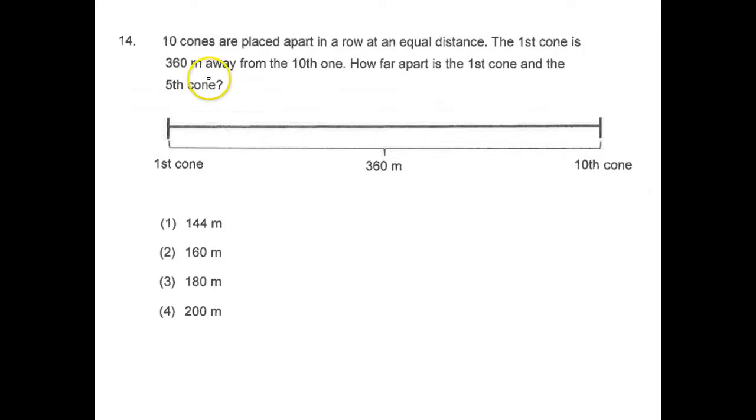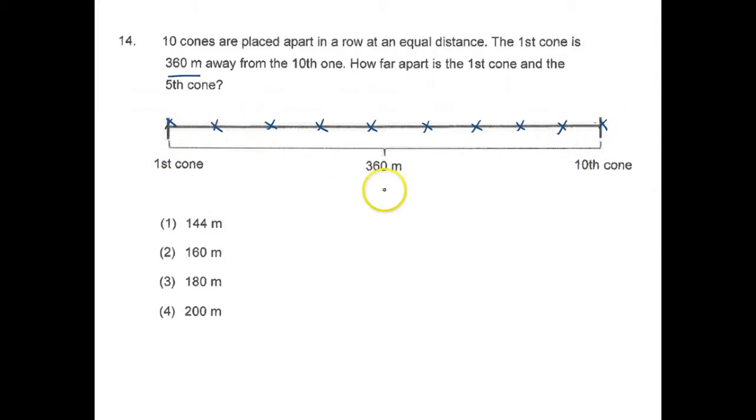Question 14. 10 cones are placed apart in a row at an equal distance. The first cone is 360 meter away from the 10th cone. How far apart is the first cone and the 5th cone? So there are 10 cones. Cone 1, this is 10. So 1, 2, 3, 4, 5, 6, 7, 8, 9, and 10. So there are 10 cones here.